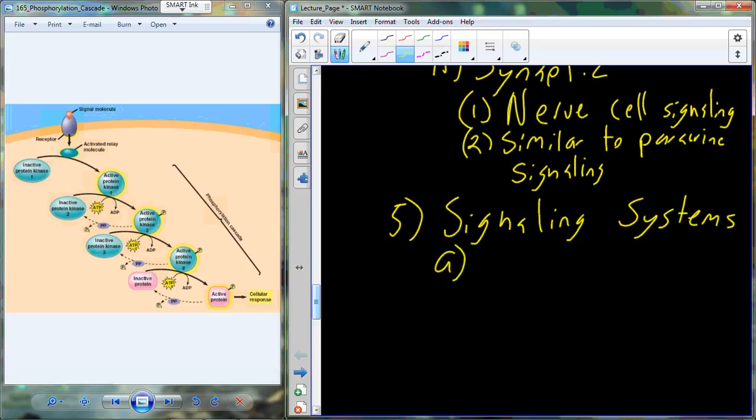So signaling systems start out first with the phosphorylation cascade. First of all, what is a phosphorylation? This is where you get to interact. What does it mean to phosphorylate something? We've seen this before already. Where have we seen molecules being phosphorylated? Where in glycolysis? In the investment phase of glycolysis? And what step?